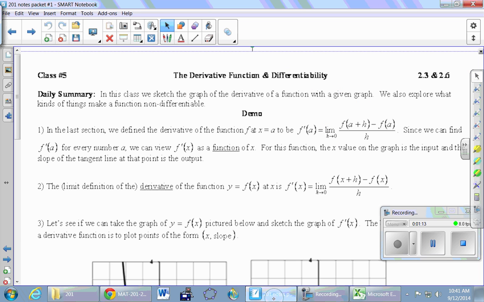All right. So then again, back here on the packet, we're on, is it page 27? Yeah. We needed a reader for the daily summary. Let's go to Kyle for the daily summary.